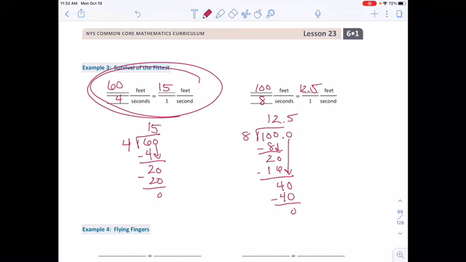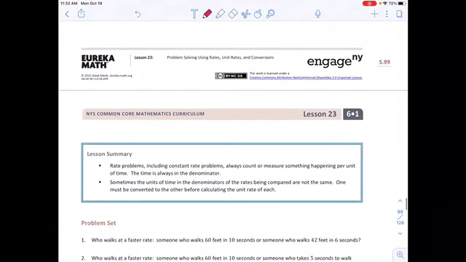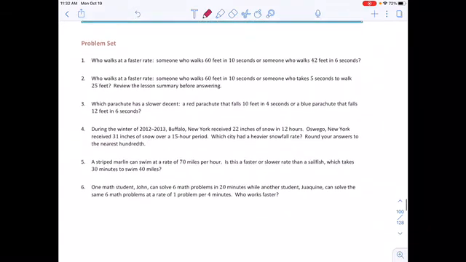So we're going to skip example 4. What I want you to do is try numbers 1 through 6 right now on a separate sheet of paper because you clearly don't have room here. So get a separate sheet of paper out, do numbers 1 through 6, and then come back and I will go over them. Okay, so number 1, who walks at a faster rate?